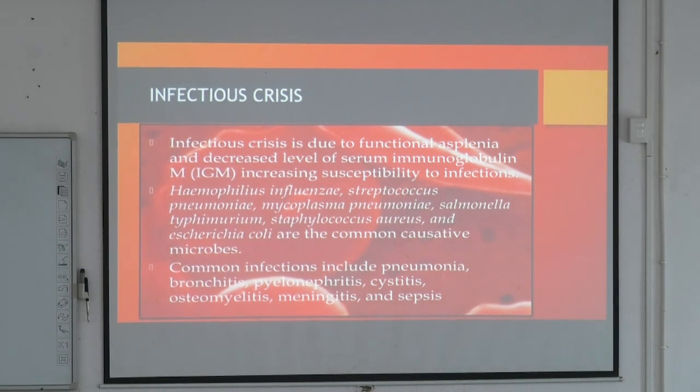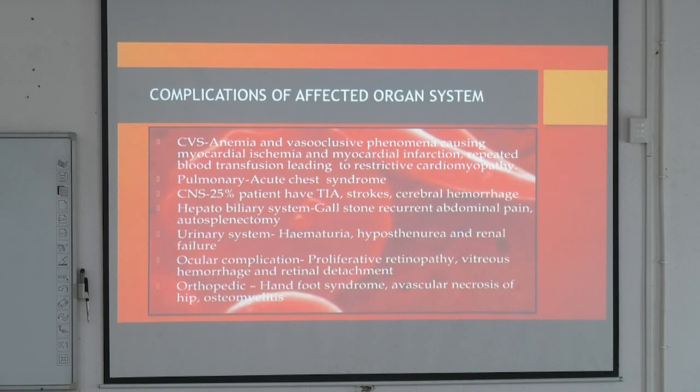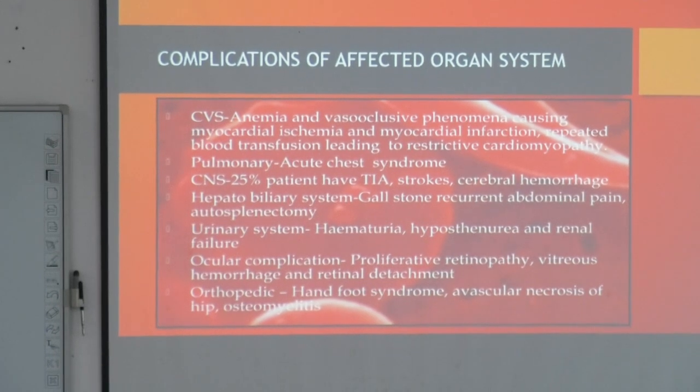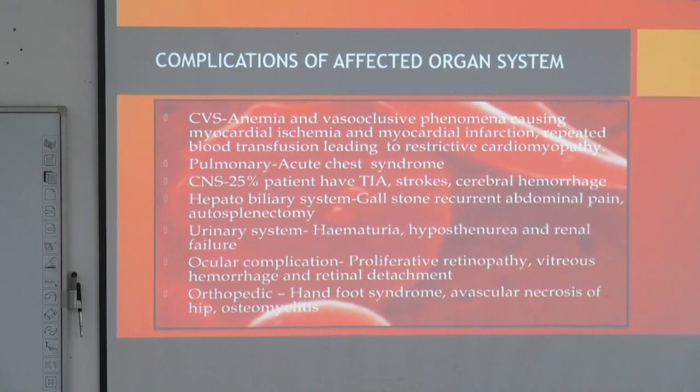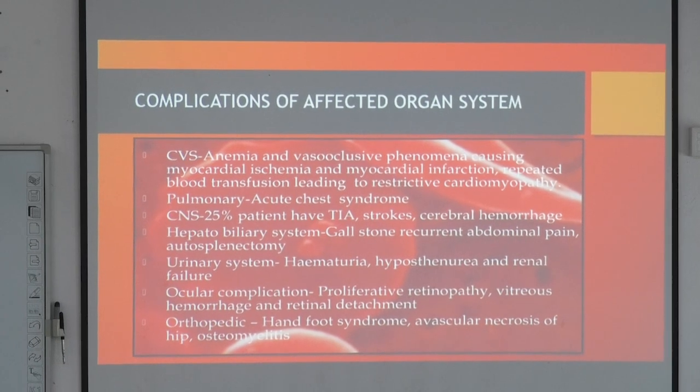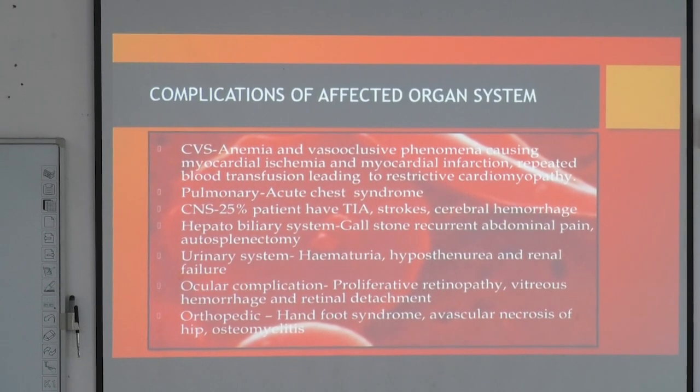He can usually get infections from these organisms. CVS: acute chest syndrome, acute coronary syndrome, pulmonary acute chest syndrome, acute myocardial infarction. CNS: strokes, transient ischemic attack, TIA. You will get cases in your clinical class postings. Cerebral hemorrhage. Hepatobiliary system: gallstone, recurrent abdominal pain. Urinary system: hematuria, due to papillary necrosis of the kidney.